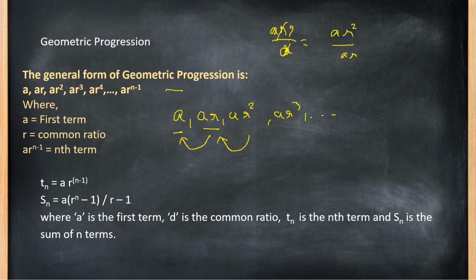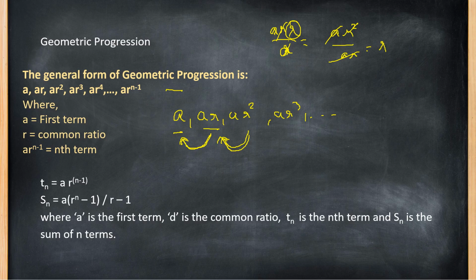When I cancel them out, I get the common ratio R, and in the same way the other ratio also gives the common ratio R. So the ratio between the second term and the first term should be the same as the ratio between the third term and the second term, and that's the criterion to be a geometric progression. And like in arithmetic progression, the nth term Tn is given by A into R power n minus 1.